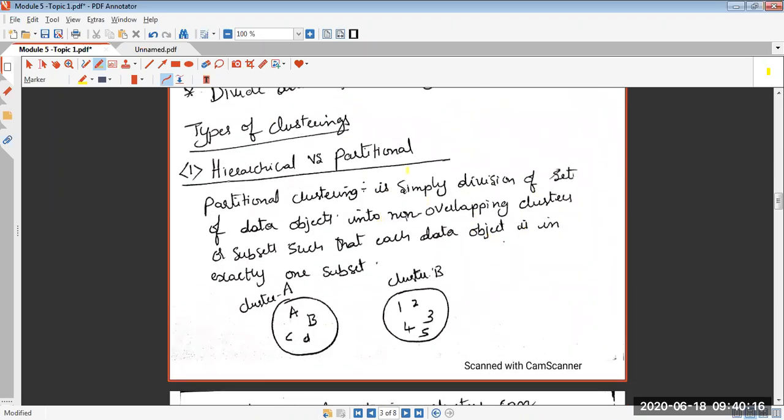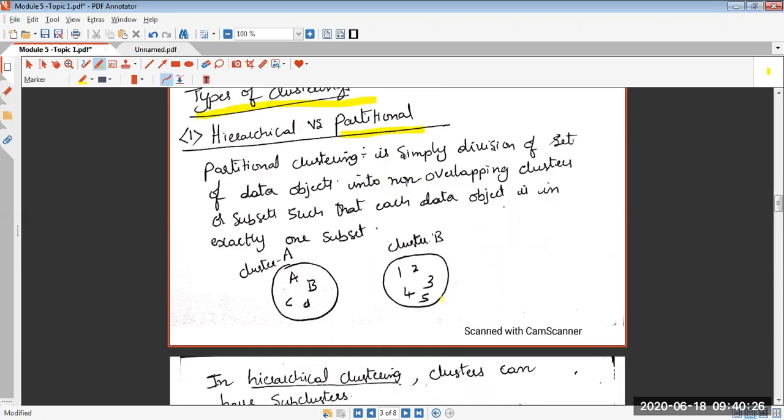Now we're continuing with the discussion. We'll see the types of clusters. You can see hierarchical versus partitional clusters. So what is this? I tried to put the definition in simple words. I'm trying to compare the difference between a hierarchical cluster and a partitional cluster. Just see here, the partitional cluster. What is that? It's a simple division of data objects into non-overlapping clusters or subsets.